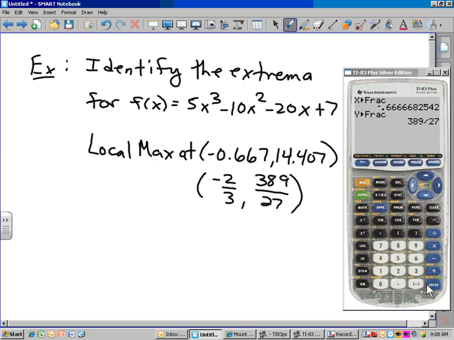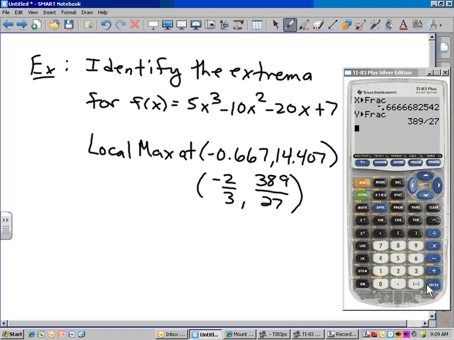Again, it is a machine. It is rounding, the way they solve these, it actually uses approximations instead of the exact science of calculus. So if it doesn't work for you at this point in time, since you don't know calculus, I'll have to accept the decimal answer of negative 0.667 and 14.407. I cannot expect you to get negative 2/3 if the calculator won't give it to you at this point in time. But I do want you to try anyway. Try to turn it into a fraction.